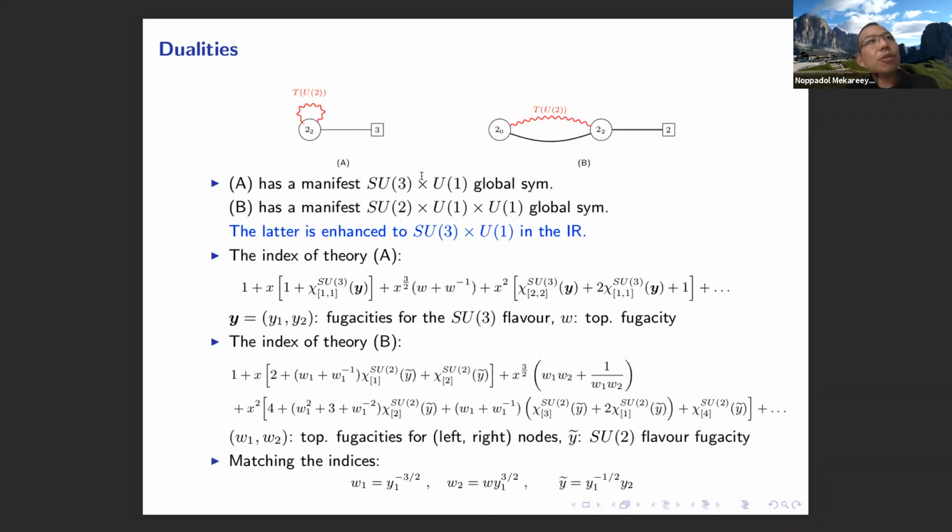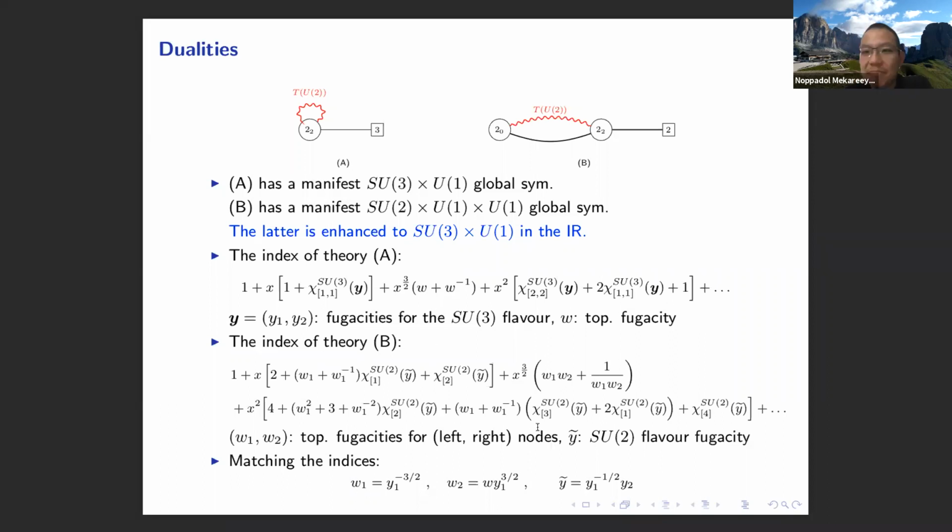You can also test duality. If you remember, there is a duality that comes from moving the brane across the wall. Indeed, this is that duality. You can see that there are 2 duality frames, and the manifest global symmetries are different. But of course, since they're dual, one has to get enhanced, right? And indeed, you can compute the index of the 2 theories, and you can match the index.